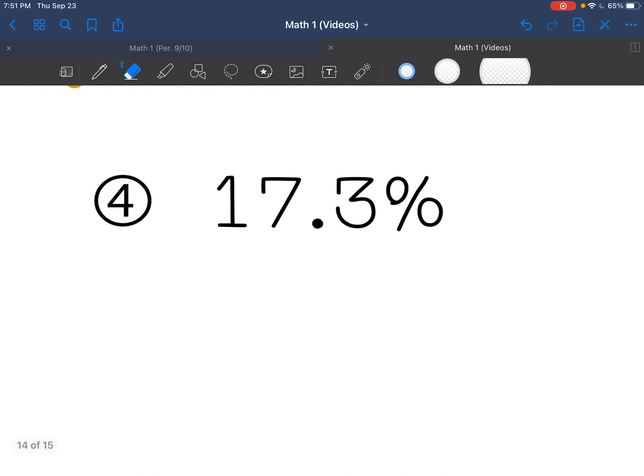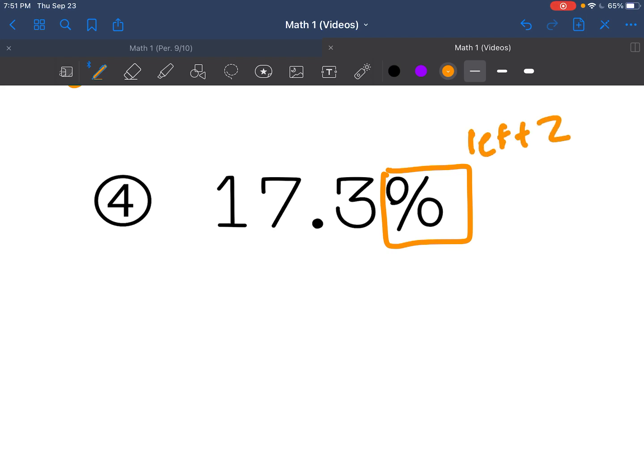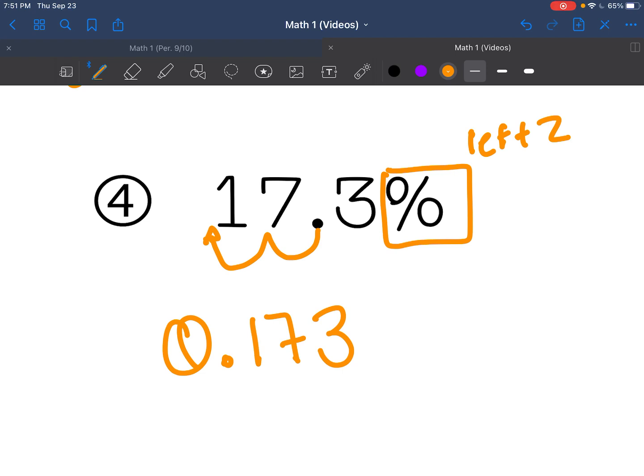All right, next we have 17.3%. This is going to trip you up, right? You're like, oh, it's a decimal. It's already got a decimal. It's already in decimal form. No. It's still a percent. We still have to change it. We still have to go left 2. So I take it 1, 2. And now I have 0.173. Whenever you change a percent into a decimal, it's always going to become a little bit smaller.